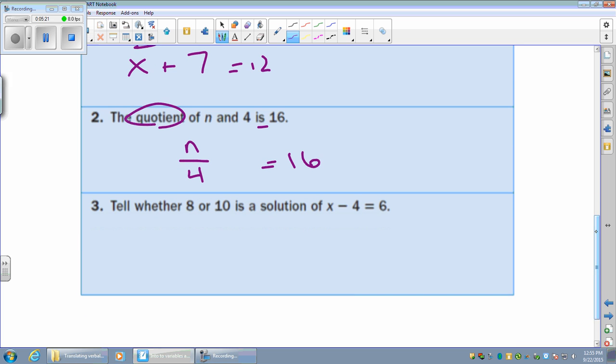Last but not least, tell whether 8 or 10 is a solution to this. Obviously, it's 10. Hopefully, we all can do that off the top of our heads. Because when I plug 10 in, I get 10 minus 4 is equal to 6. And that is a true math sentence because this reduces to 6. Okay? So 10 is our solution.